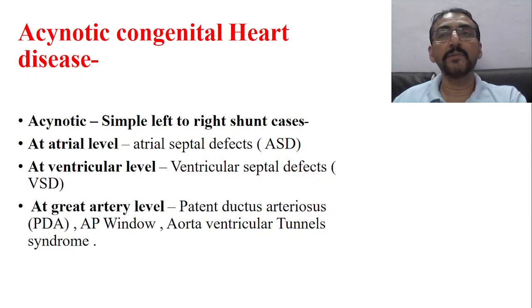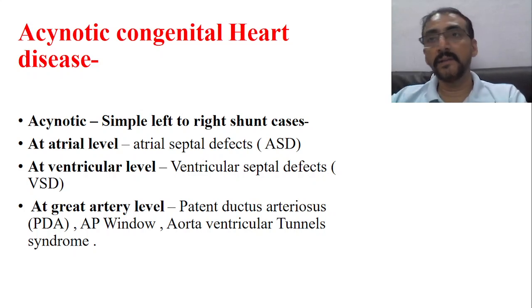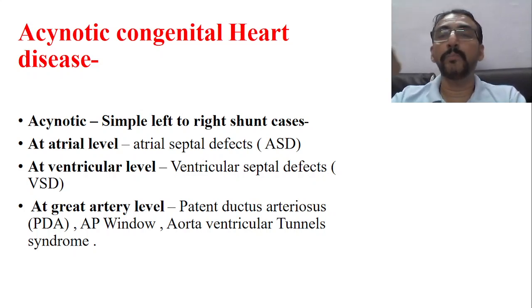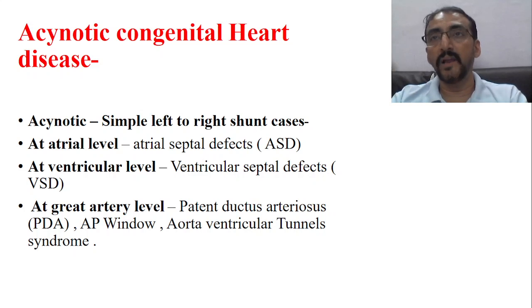Now there is one more type of acyanotic congenital heart disease that can occur at the great artery level. Great arteries means our two great arteries, the pulmonary trunk and the aorta. At the great arterial level, there may be acyanotic congenital heart disease in the form of patent ductus arteriosus. The patent ductus arteriosus is connecting the pulmonary trunk with the aorta. So blood going to the lungs will be bypassed directly into the aorta without purification.